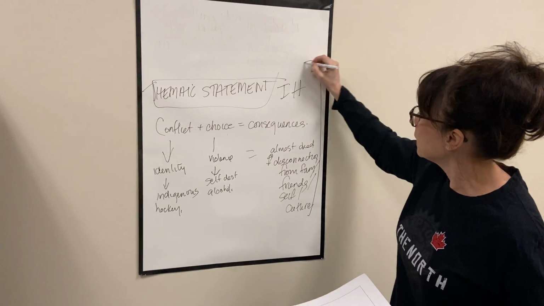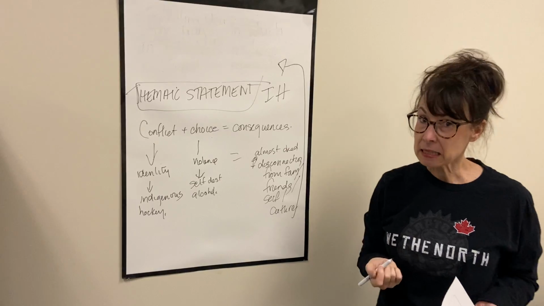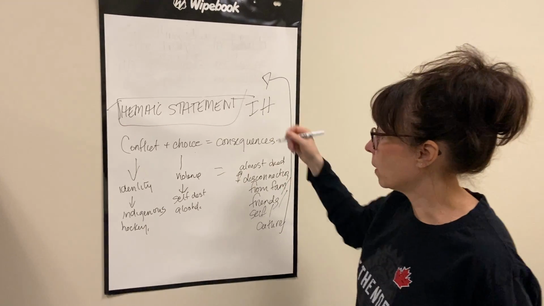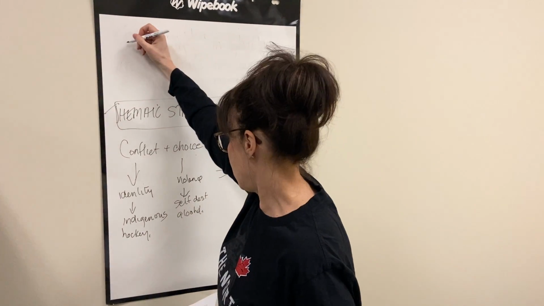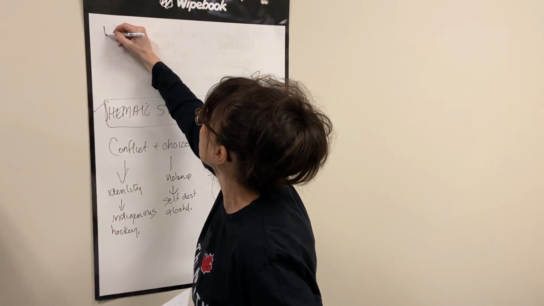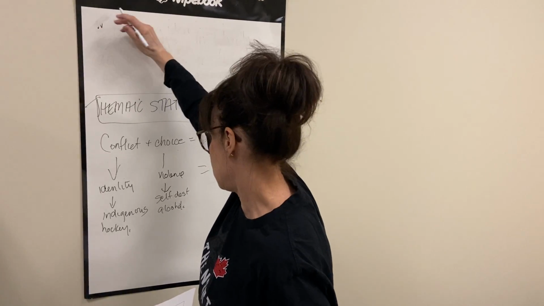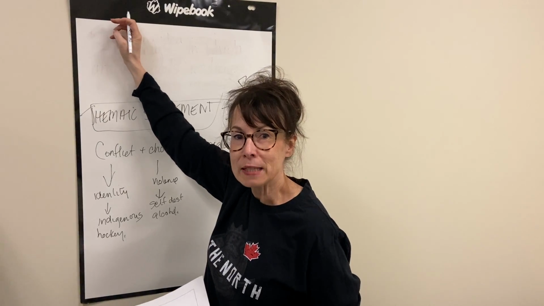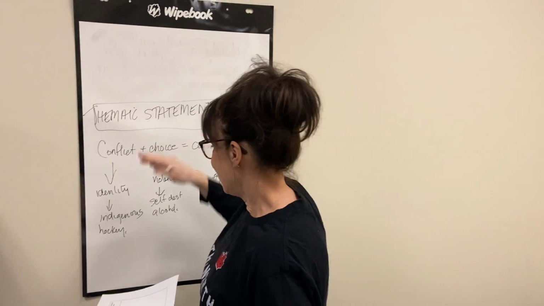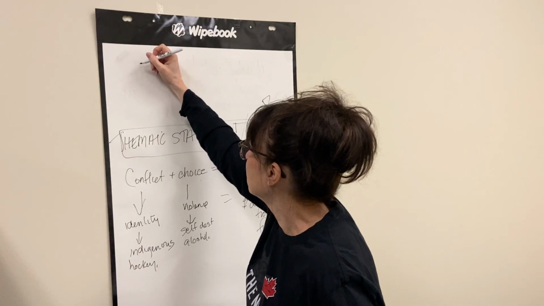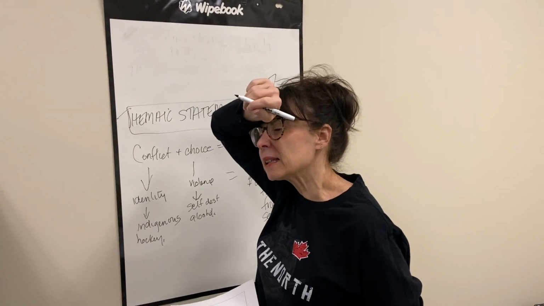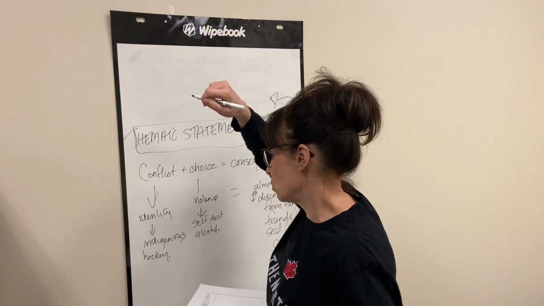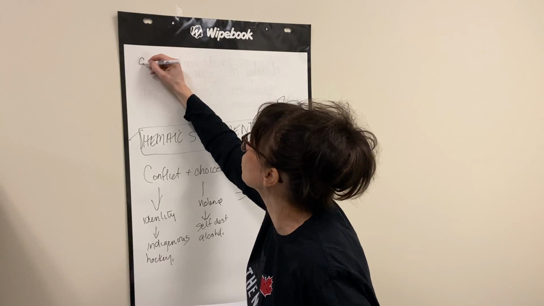Okay, so now this is where the hard part comes in. Thematic statements are tough. They're tough to write. So, conflict, choice, consequences. So, let's start with this. I haven't taught in a while, so my word choice is really limited. I guess I could use conflict. Let's use trauma. We can use confusion. Let's do confusion first. We can change it later.